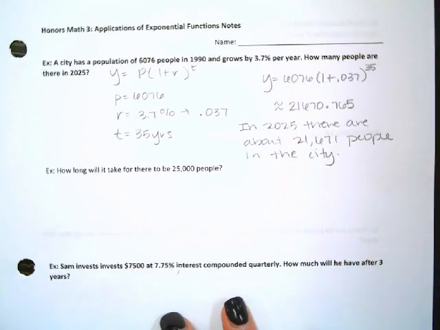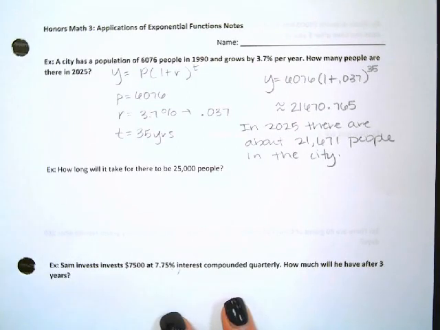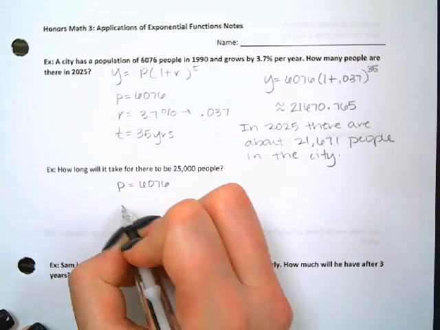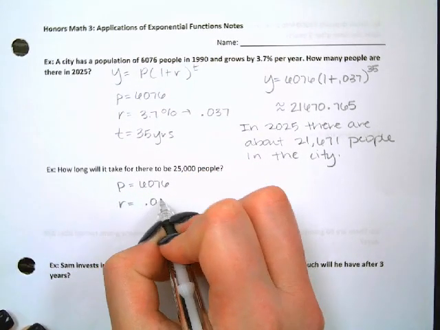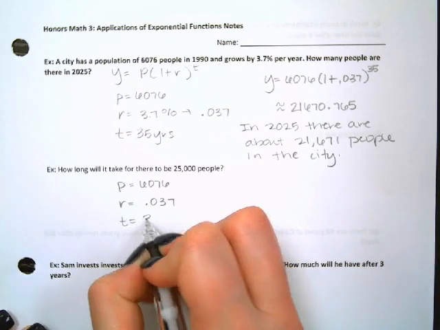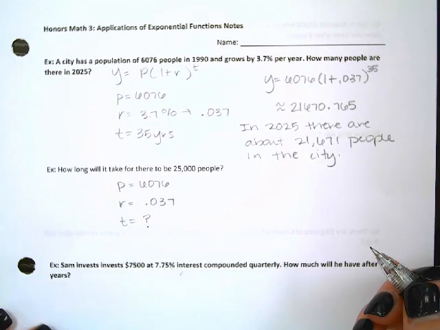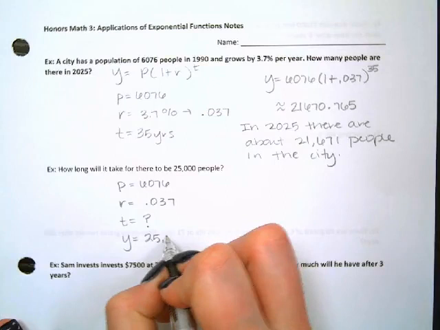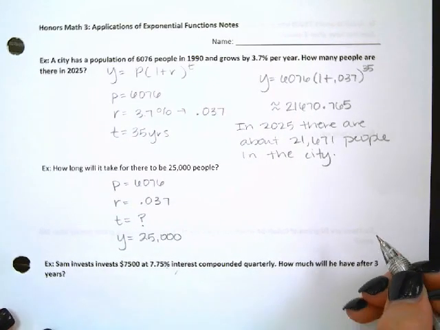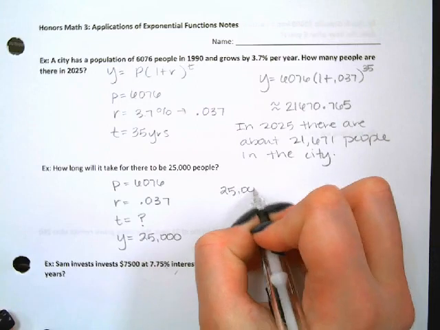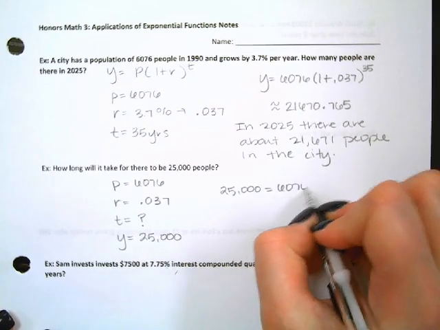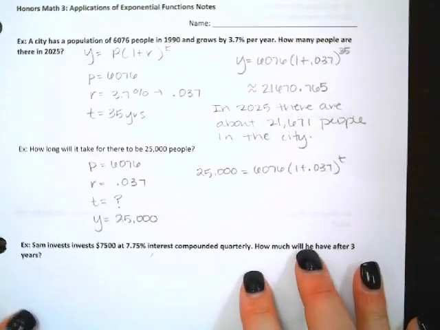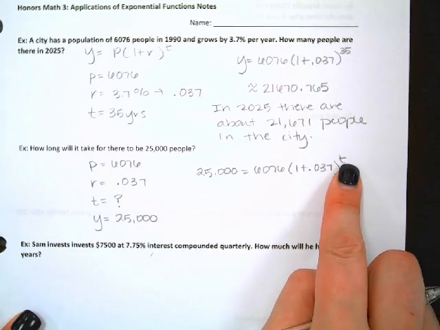All right, next it says, how long will it take for there to be 25,000 people? So here we still have the same p-value. We still have the same r value. The question it was asking was how long, so the t value is what we don't have this time. And that means they had to have given us the y value, and the y value is that 25,000. So we're going to go ahead and say 25,000 equals 6,076 times 1 plus 0.037 to the t. And I'm going to be solving for t.